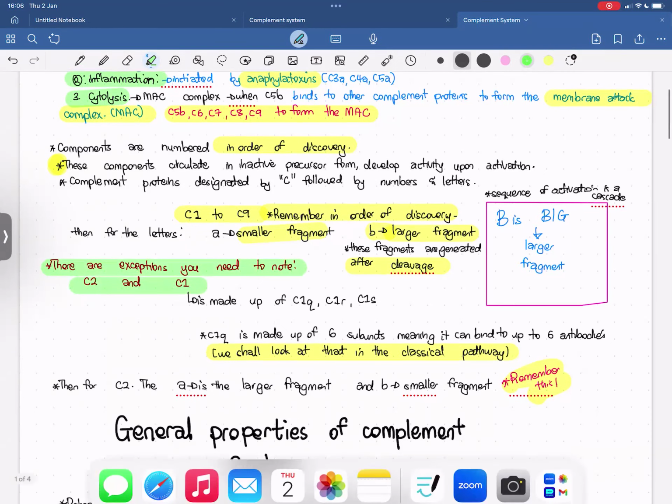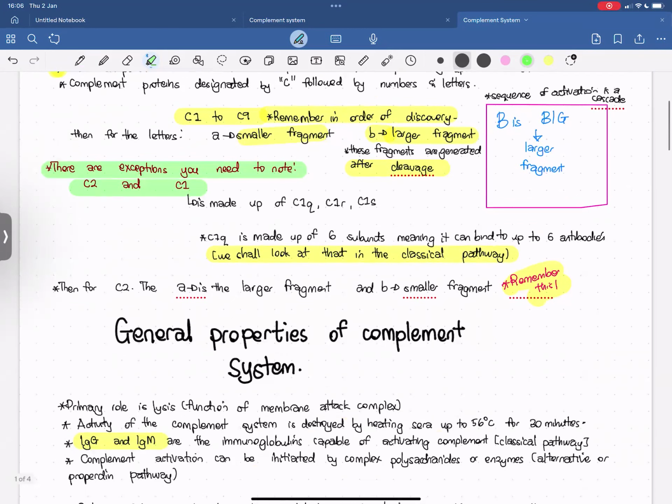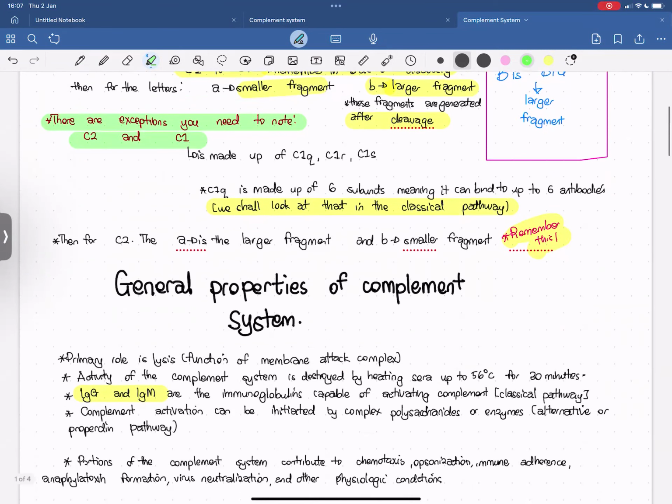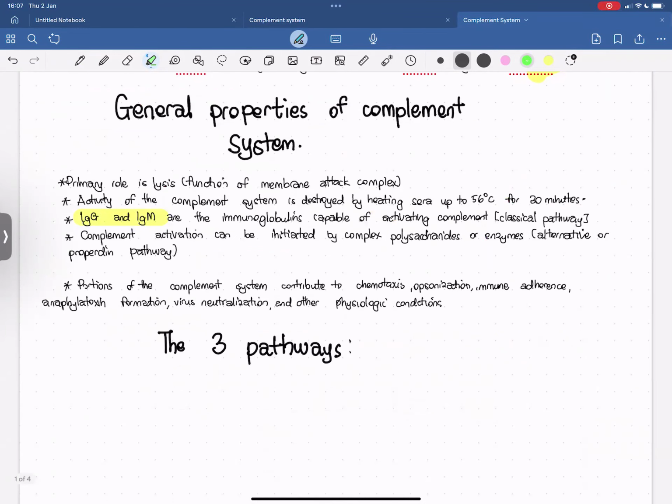As I told you, C1 is made up of C1q, C1r, and C1s. C1q is made up of 6 subunits, making it able to bind up to 6 antibodies. We shall look at that in the classical pathway. What I've written here is what we've already gone through. So, general properties of the complement system, primary role. Primary role is lysis, which is a function of the membrane attack system.